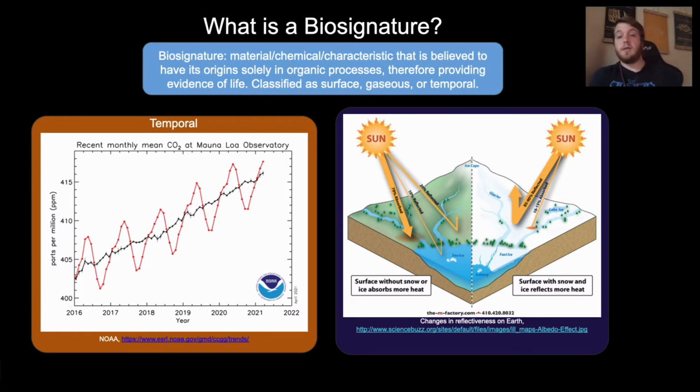One such temporal biosignature on Earth is the changing measurements of carbon dioxide in our atmosphere. As the seasons change and plants go through their normal cycle of growing in the spring and then decaying in the fall and winter, the amount of carbon dioxide they take in changes. And so that ultimately shows up as changing measured carbon dioxide abundances in our atmosphere.